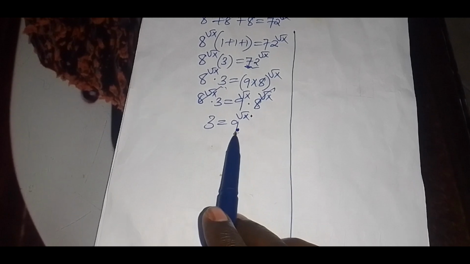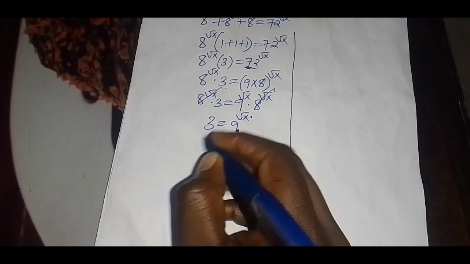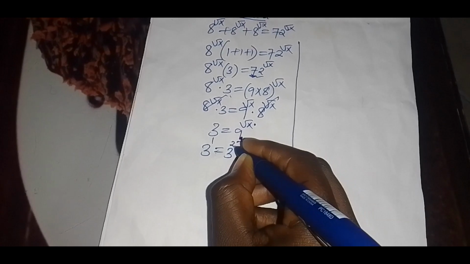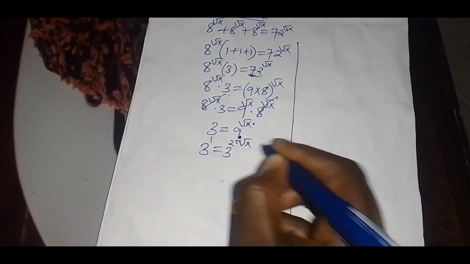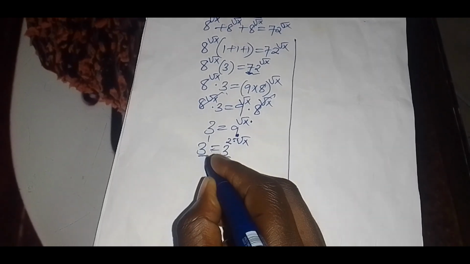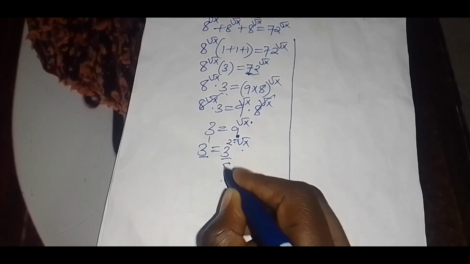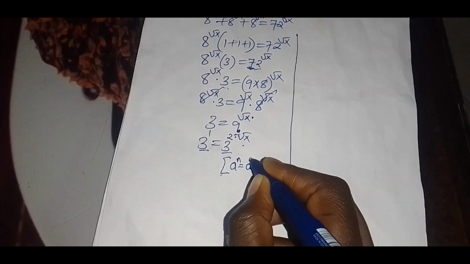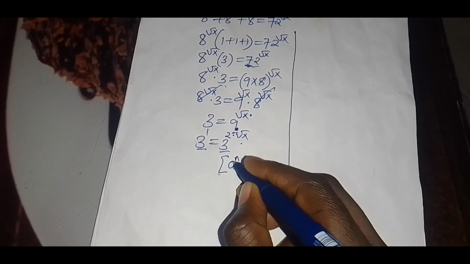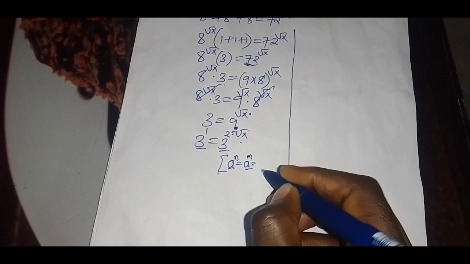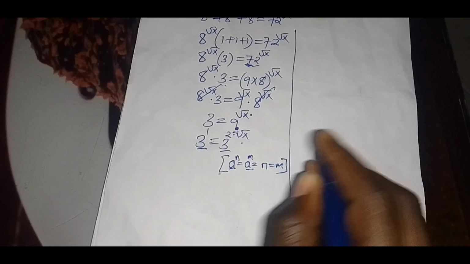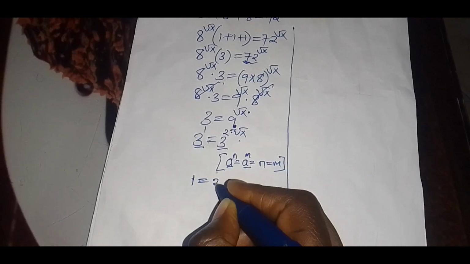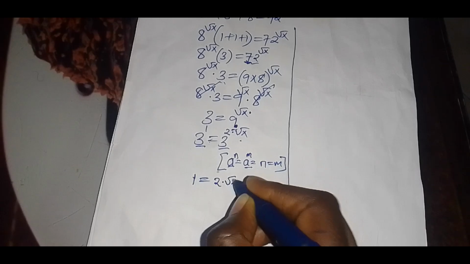So we can write this 9 with the base of 3. Remember, this 3 is 3 raised to power 1. This is equal to 3 squared raised to power root x, that is, 3 raised to power 2 multiplied by root x. Since the bases are common, remember, if you have the identity that a raised to power n is equal to a raised to power m, then n is equal to m. So we'll have 1 is equal to 2 multiplied by root x.